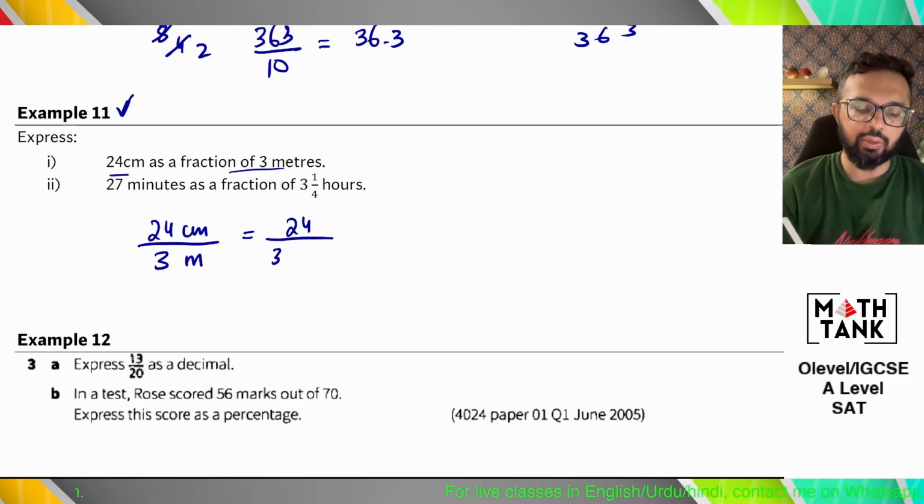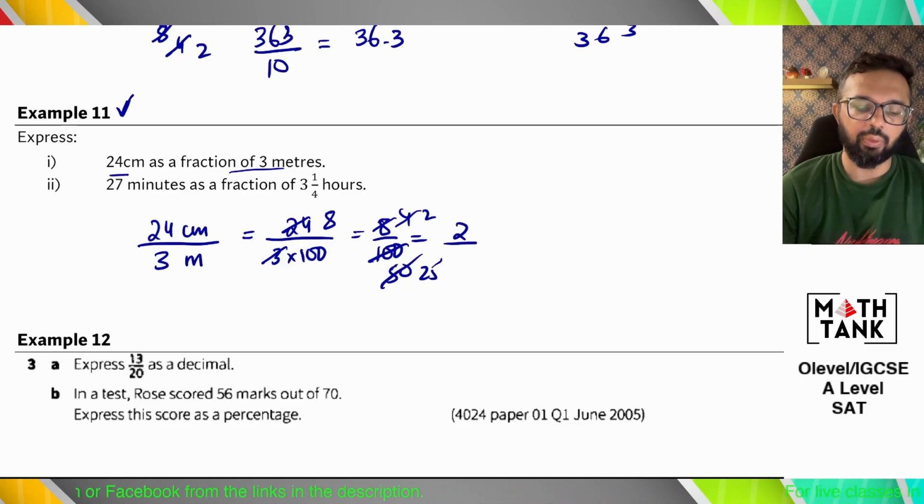How do you change meters into centimeters? You multiply by 100. Okay, so 3 times 8, so that becomes 8 over 100. I can reduce this further. 4 over 50, 2 over 25. That's 2 over 25. Then for part 2, it means 27 minutes as a fraction of 3 whole 1 over 4 hours.